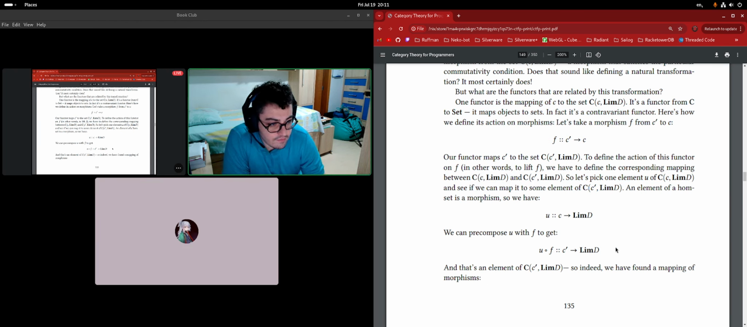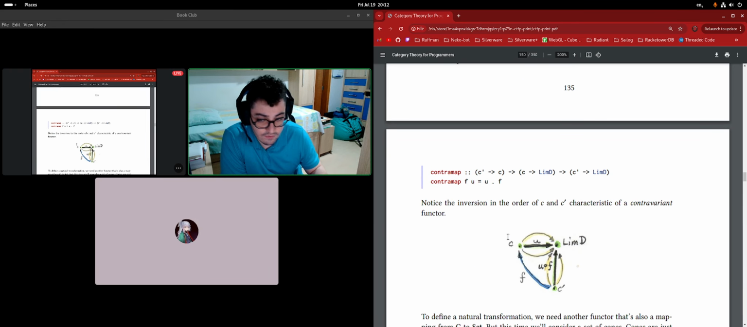So let's pick one element u from this and see if we can map it to some other element there. An element of the hom set is a morphism, which makes sense, right? The hom set is a set of morphisms. So if you pick one element of that, we actually have a bridge. We have a function. If you precompose u with f, we can acquire c prime to lim D, and that's an element there. So we have a mapping of morphisms, and this is the implementation, which makes a lot of sense.